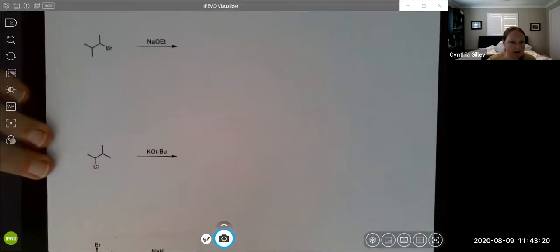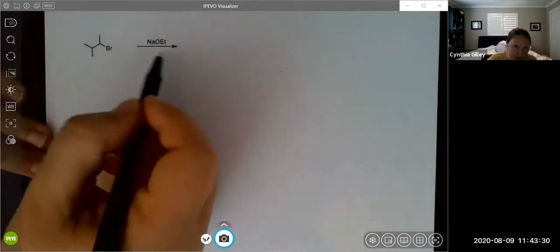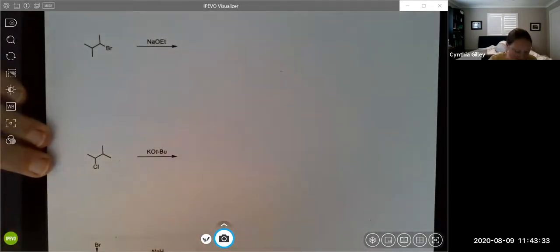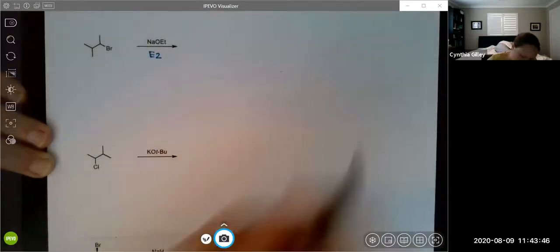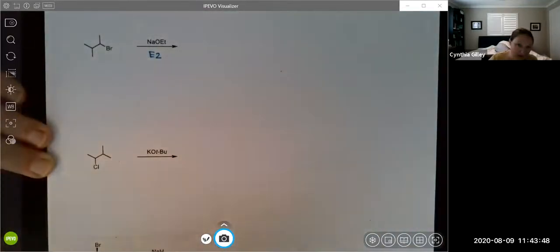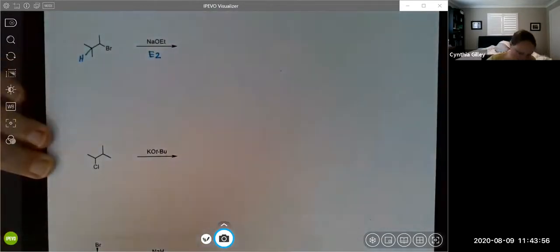Okay, the next one we are going to use sodium ethoxide, and notice that this is a strong nucleophile and strong base, right? So it could go SN2 or E2, but on a secondary alkyl bromide, E2 is the major pathway. So E2 will definitely be major here, right? And it's going to form, with a small non-bulky base, the Zaitsev product as the major product.